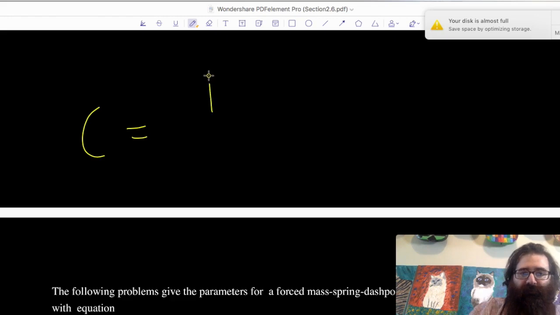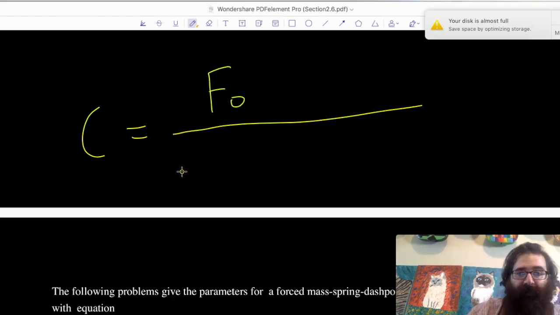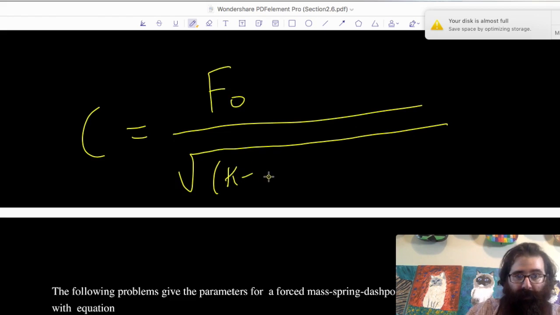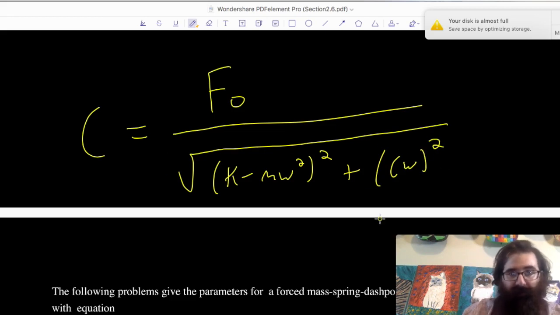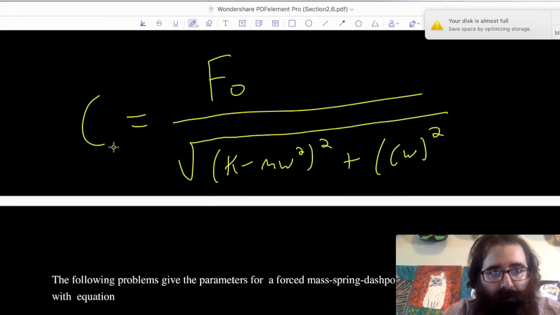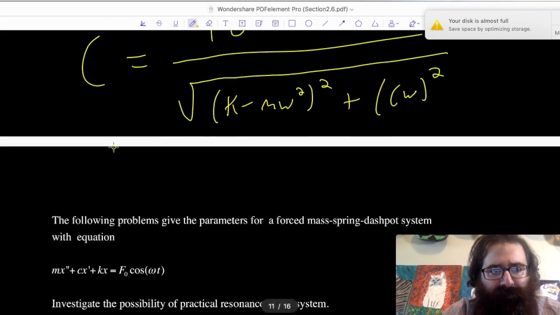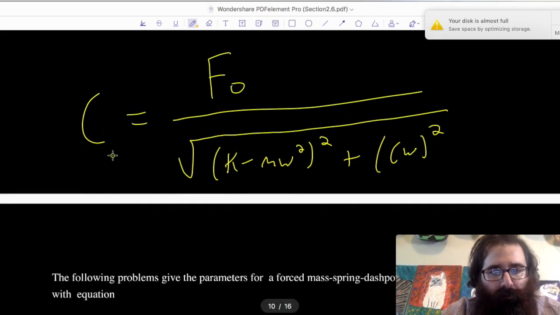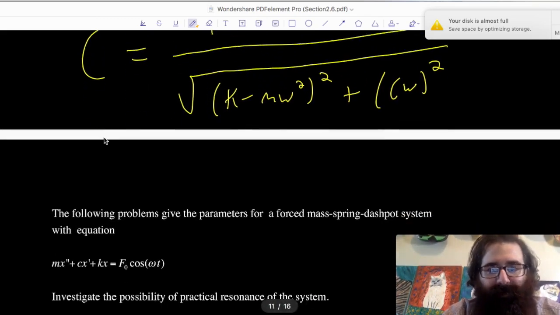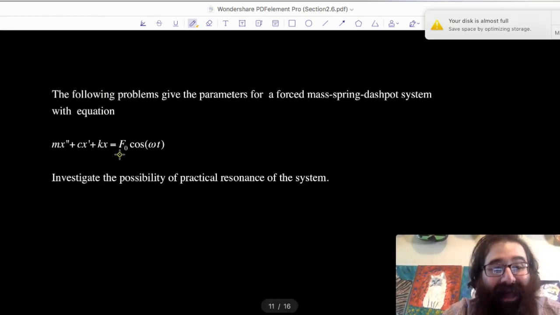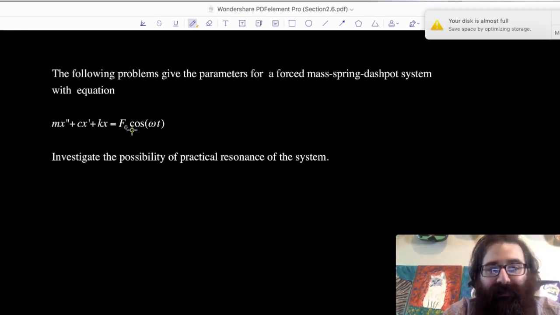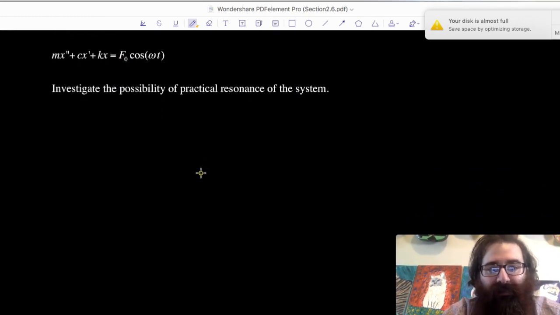And now I want to copy it here so I don't have to keep flipping too far up. C, what was that? F sub 0 divided by, I can't forget it because it's etched into my brain. Now it's k minus m omega squared plus c omega quantity squared. This guy, this coefficient, capital C for fun. Now I can use this for systems of this form to investigate the possibility of practical resonance of the system.